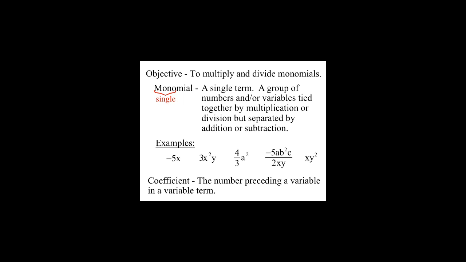Take a minute and circle all the coefficients in the monomials listed above. All right, now check your work. Negative 5, positive 3. Next one's tricky. 4/3. Even trickier. Negative 5 halves. And for xy squared, it's there, it's just not written, and that would be positive 1.